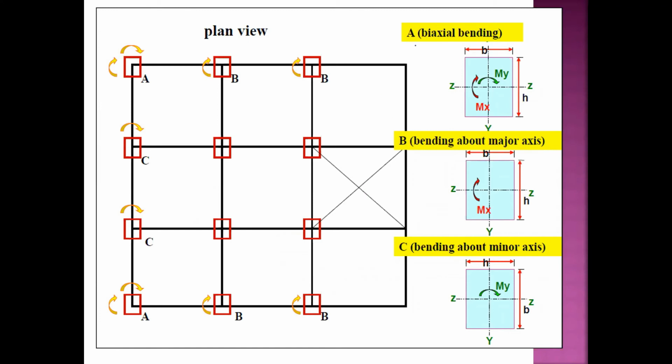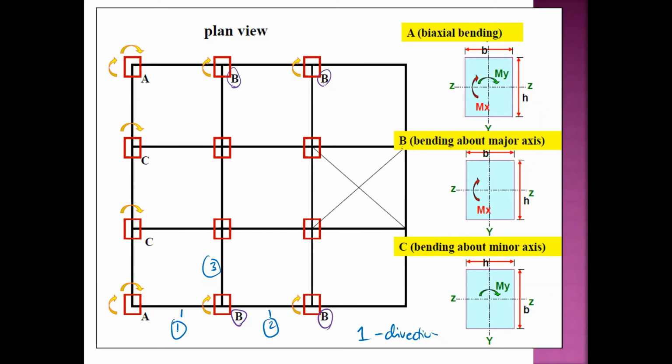Let's take a look at column B first, this column labeled as B. Let's say this is beam number 1, this one is beam number 2, and this is beam number 3. This is uni-axial bending, which means it will bend only in one direction.